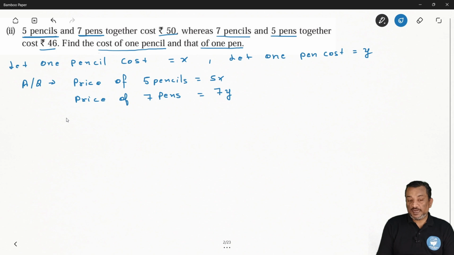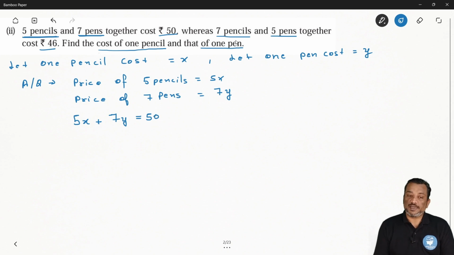So based on that, we can make one equation. So first equation is 5x plus 7y is equal to 50. Okay. Same way, we will make a second equation. तो second equation में बोल रहा है 7 pencils. So price of 7 pencils is how much? One pencil cost is X rupees, so 7 pencil cost is 7x. Now, and 5 pens. One pen cost is Y, so 5 pen cost is how much? 5y is equal to 46.